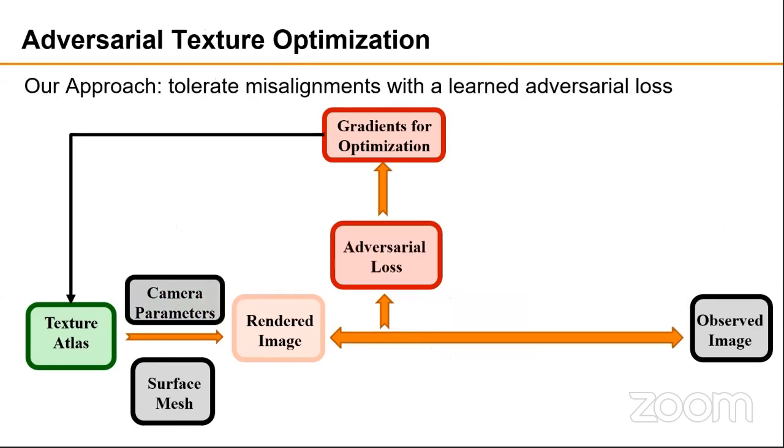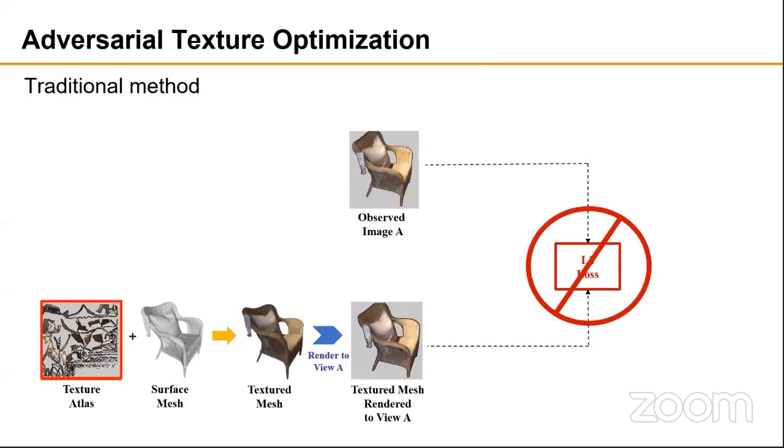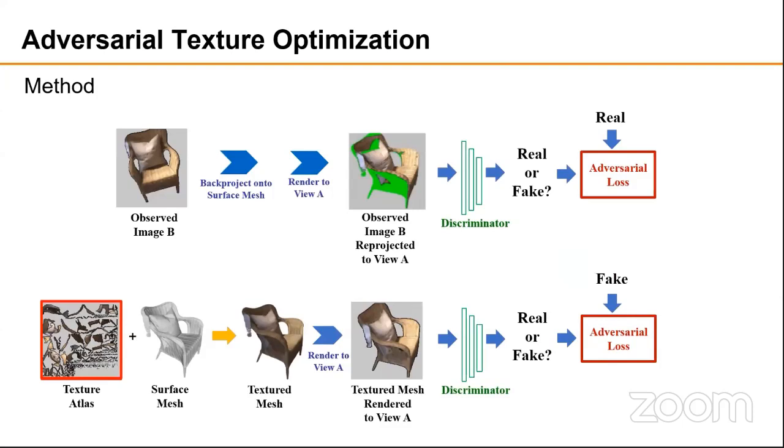Instead, we propose a learned adversarial loss, which can be trained to be tolerant of misalignment errors. The general idea is to train a discriminator that can tell whether a rendered image is a plausible misalignment of the correct texture rather than a completely incorrect texture. Our method proceeds as follows. The free variables are pixels of the texture atlas, which are shown in the bottom left. They can be rendered differentiably to form a rendered image of any real view, say A. Previous methods would then compare the rendered image to a real one from the same view with a handcrafted loss like L2. Instead, we train a discriminator to provide an adversarial loss.